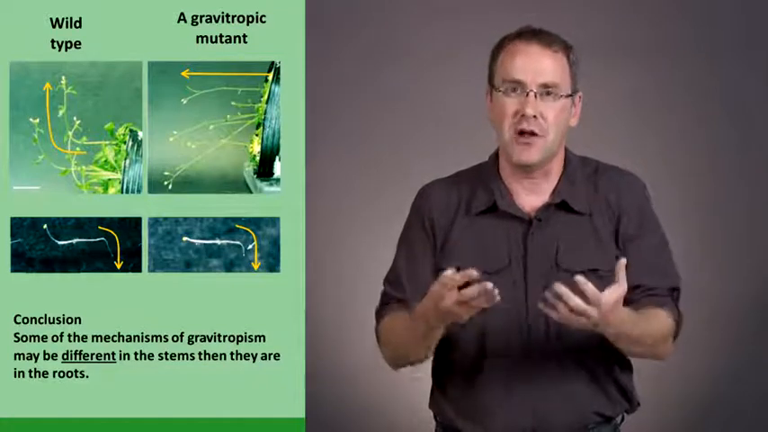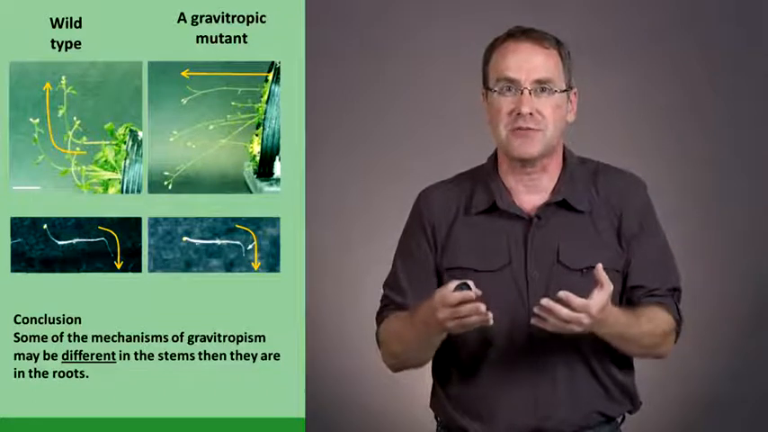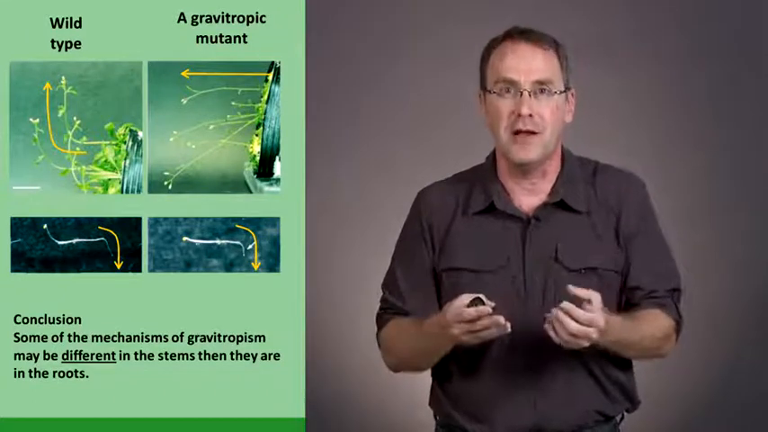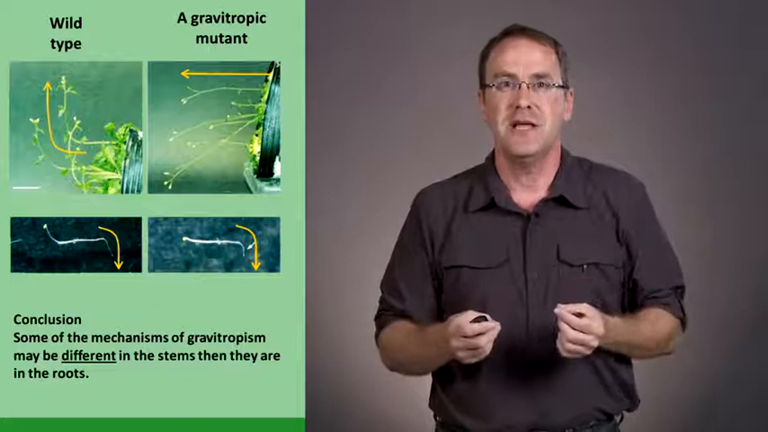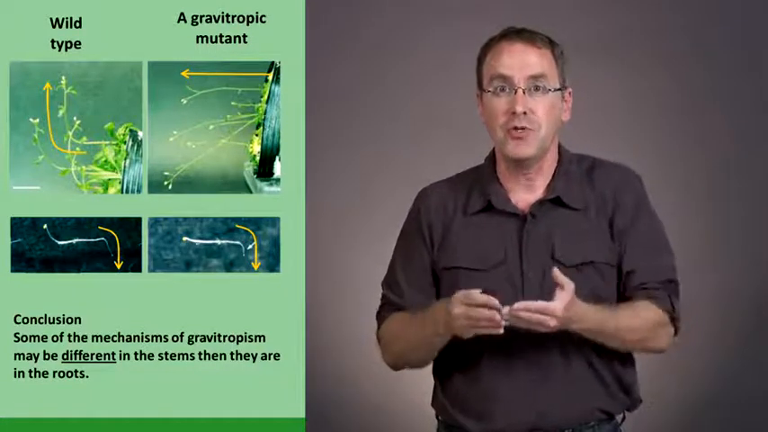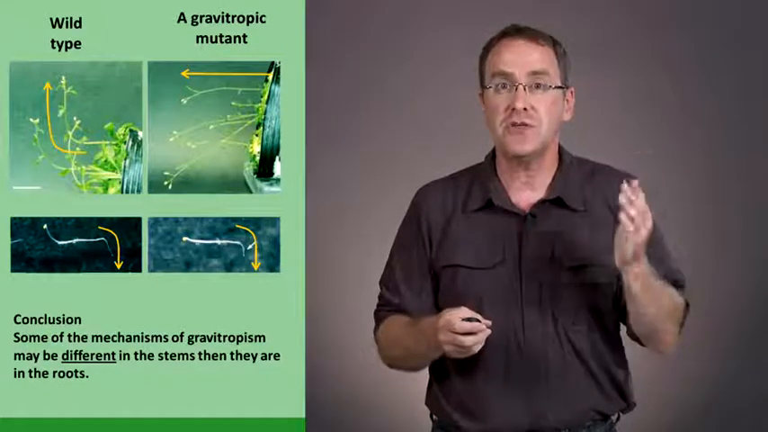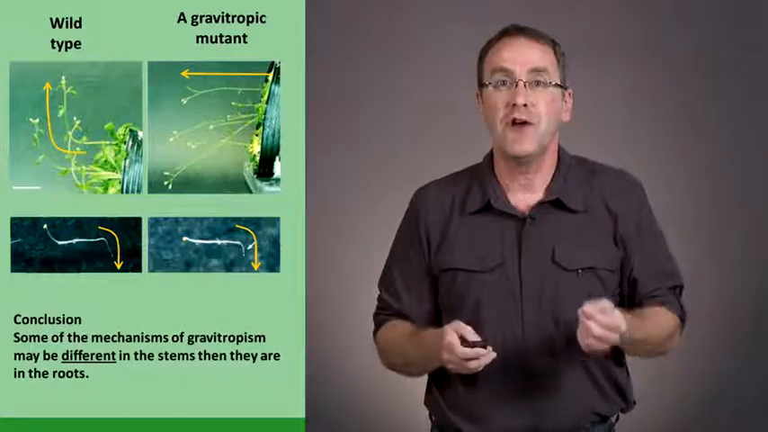Now, I'm not going to go into all of the biology. Soon you'll find some links to the articles that are explaining what's going on. But the take-home message is that we can find mutants that are agravitropic for both roots and for shoots, mutants that are agravitropic for just shoots, or mutants that are agravitropic for just roots.